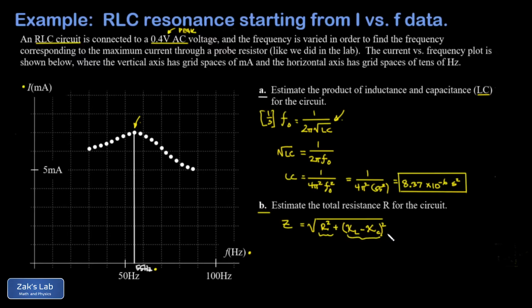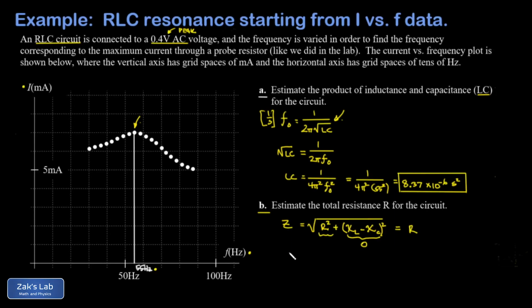Then I have this difference between inductive and capacitive reactance that we're squaring. At the resonant frequency, the capacitive and inductive reactance are equal to each other. That term vanishes, and I get my minimum impedance for the circuit, and therefore the maximum current. So what I'm saying is that at the resonant frequency, the impedance reduces to just the square root of R squared, or just R, the ordinary resistance.